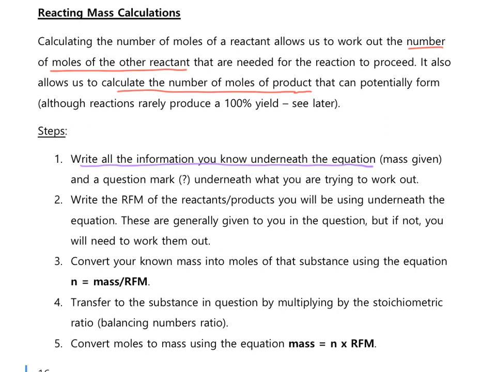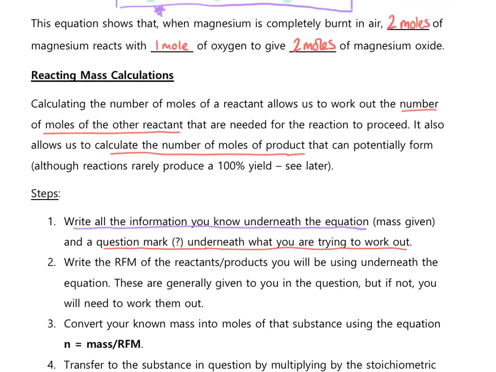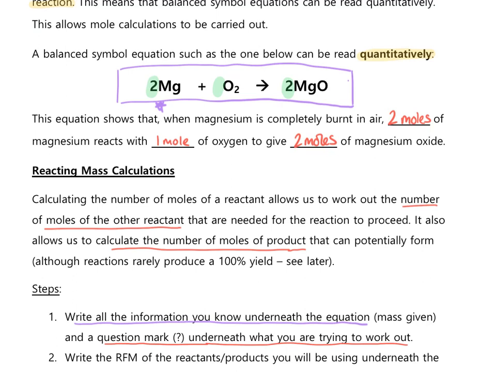The next thing I want you to do is to write a question mark underneath what you're trying to work out. So going back to that example above, if you were asked to work out the mass of magnesium oxide formed, I would want you to put a question mark underneath magnesium oxide.